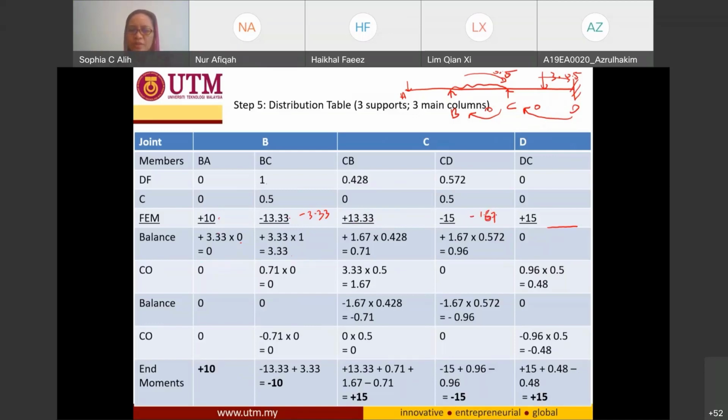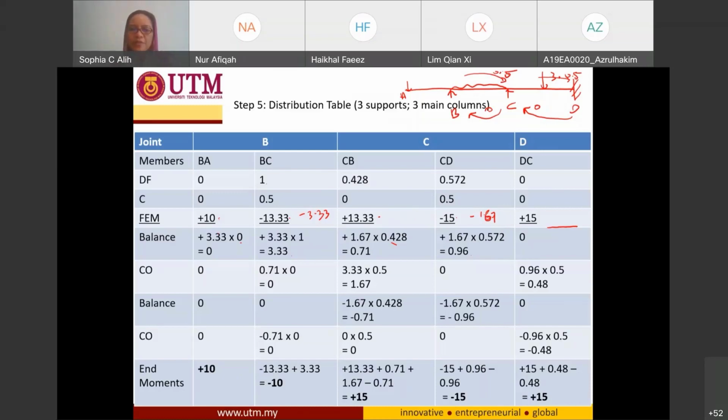So I need to introduce a positive 1.67 in order to balance this connection. In order to balance this one, this positive 1.67 should be introduced in here and multiplied by the distribution factor of each member. So I have 1.67 positive times the distribution factor of CB, this one, 0.428, and times the distribution factor of CD, 0.572, and I have this value. If I calculate back, this one plus this one plus this, and this is going to be 0.